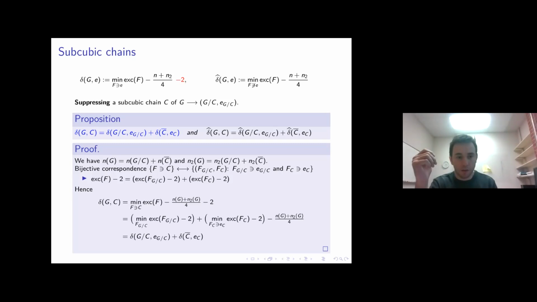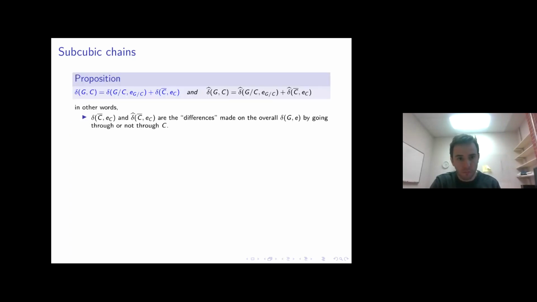And so the calculation for delta hat is very similar. And so this is how the cost and savings are distributed. And you can imagine that since we can calculate the deltas of going through a chain and the delta hats of not going through a chain, this allows you to choose which chains you want to go down later and so on. All right, so in other words, delta and delta hat are the differences made on the overall delta G E by going through or not going through the subcubic chain C.